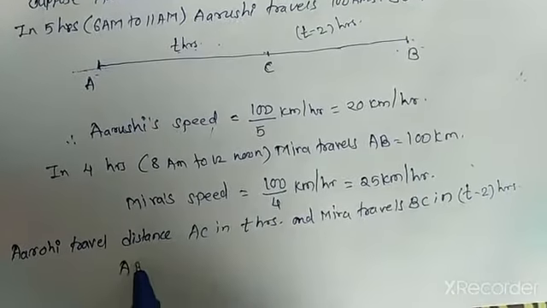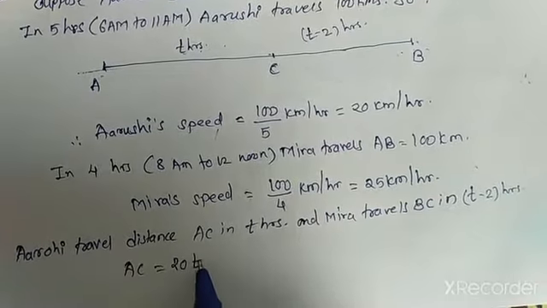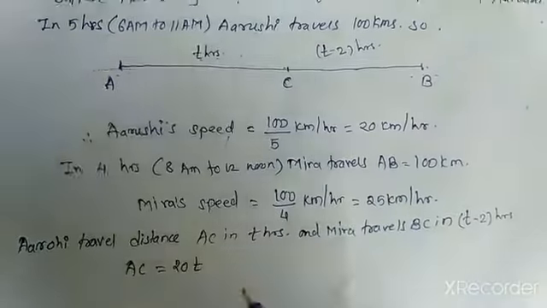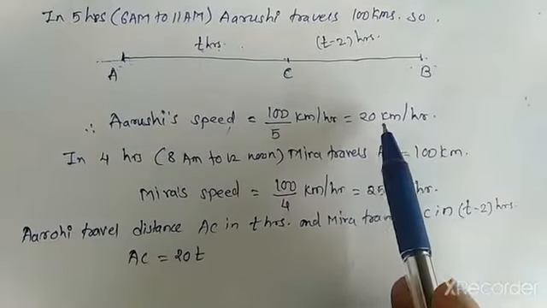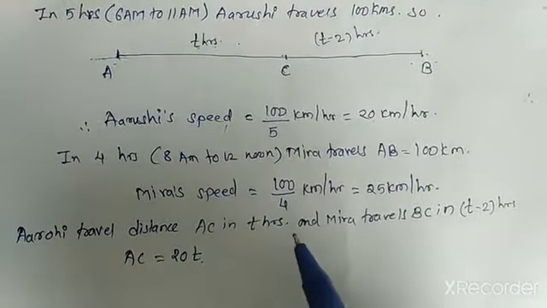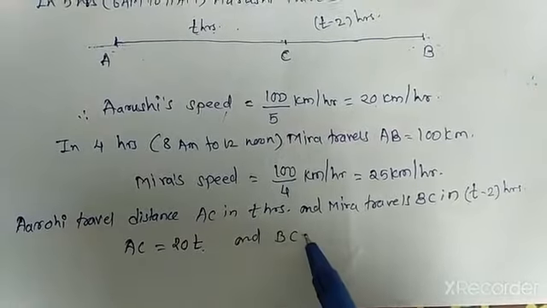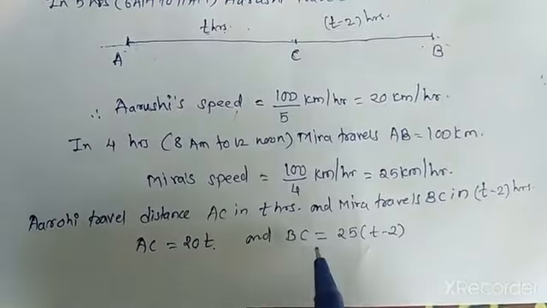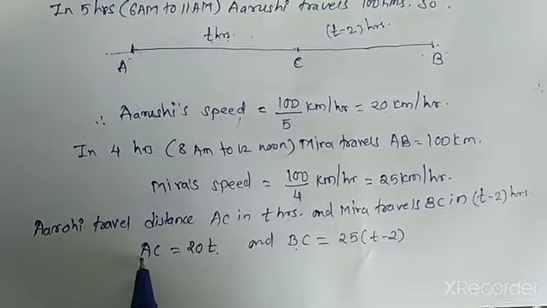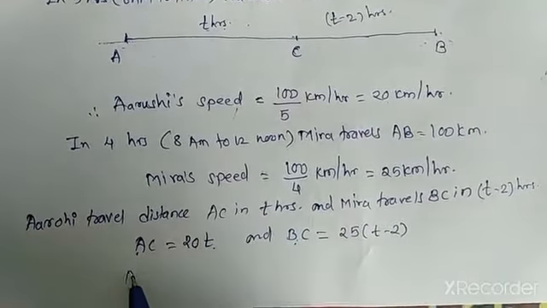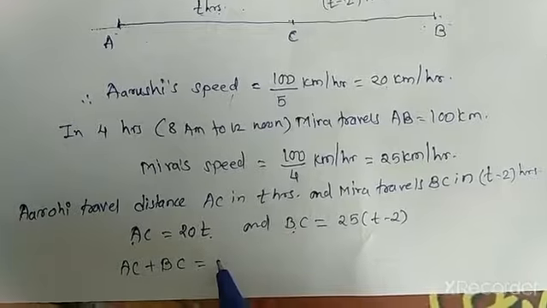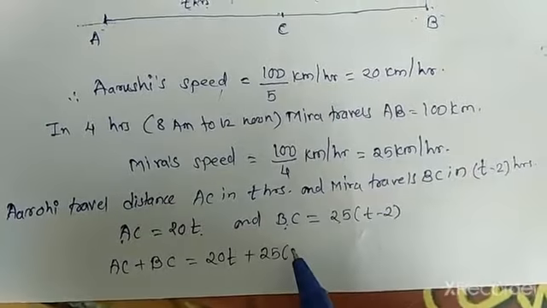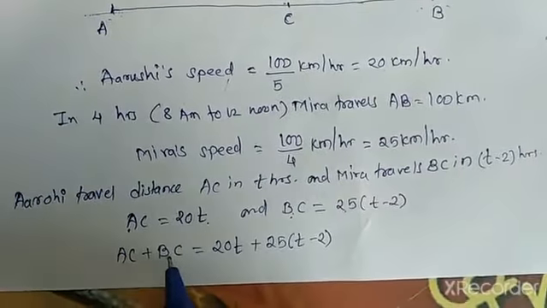So AC is equal to 20 into T, which means, you know that distance is equal to speed times time. Speed is 20 and time is T. BC is equal to 25 into T minus 2. As they both travel, if we consider AC plus BC, it will be 20T plus 25 into T minus 2. So AC plus BC is the total distance.